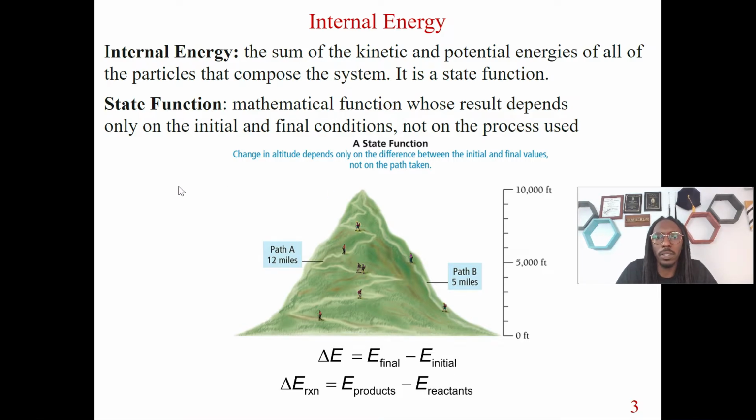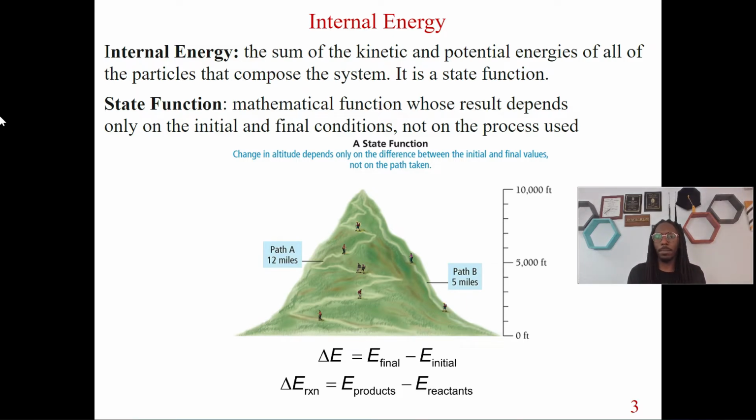Now, how is this a state function? Well, the key thing, and this is what I want everybody to understand with state functions, is that we don't care about either one of these paths. Both guy A and guy B started off at 0 feet, but at the end of the day, they both ended at 10,000 feet. He went 12 miles, he went 5 miles. Do we care? No. We only care about the beginning, 0, and the end, 10,000. That's how we have to think about state functions. We don't care how we get to our end condition.